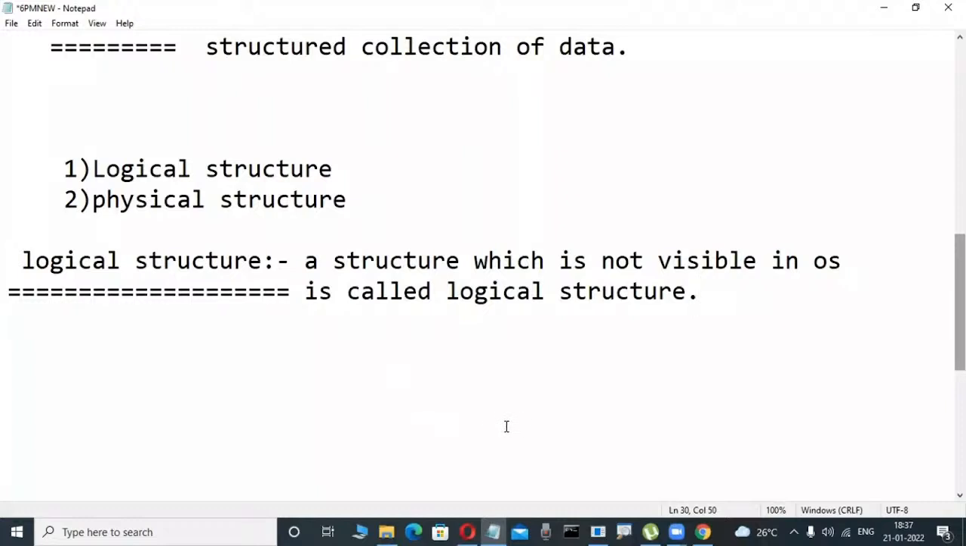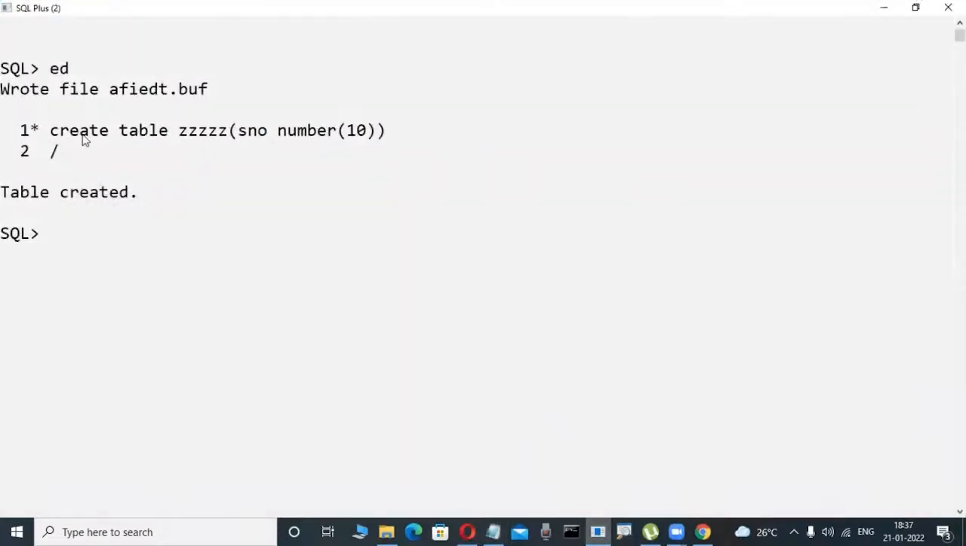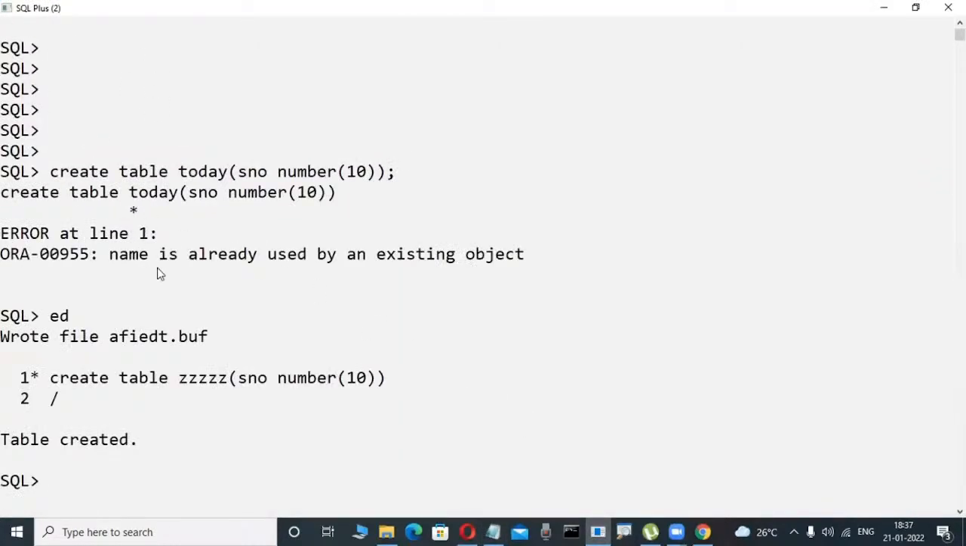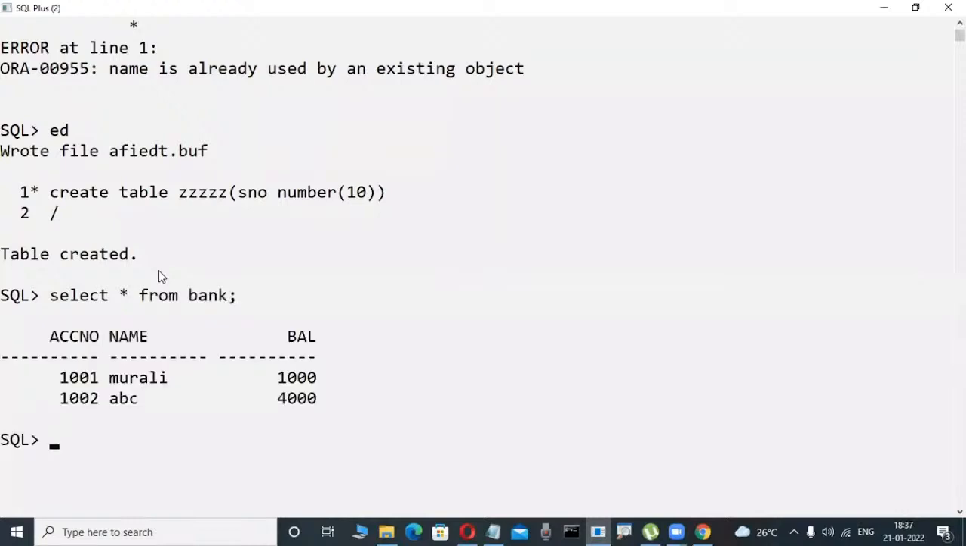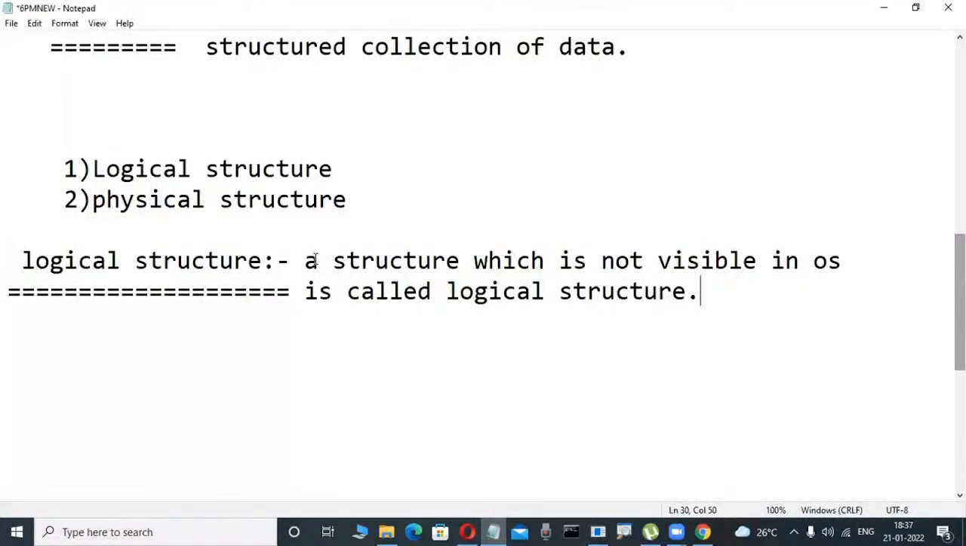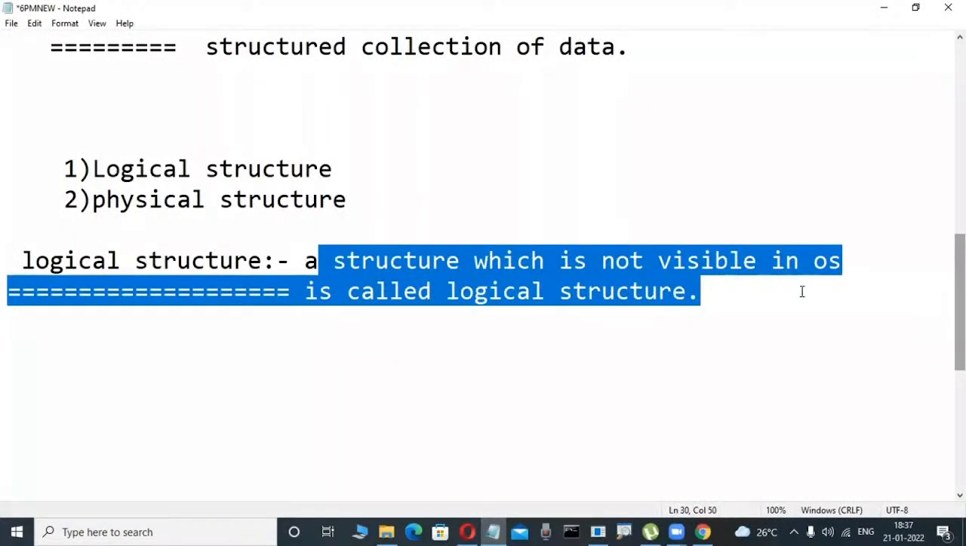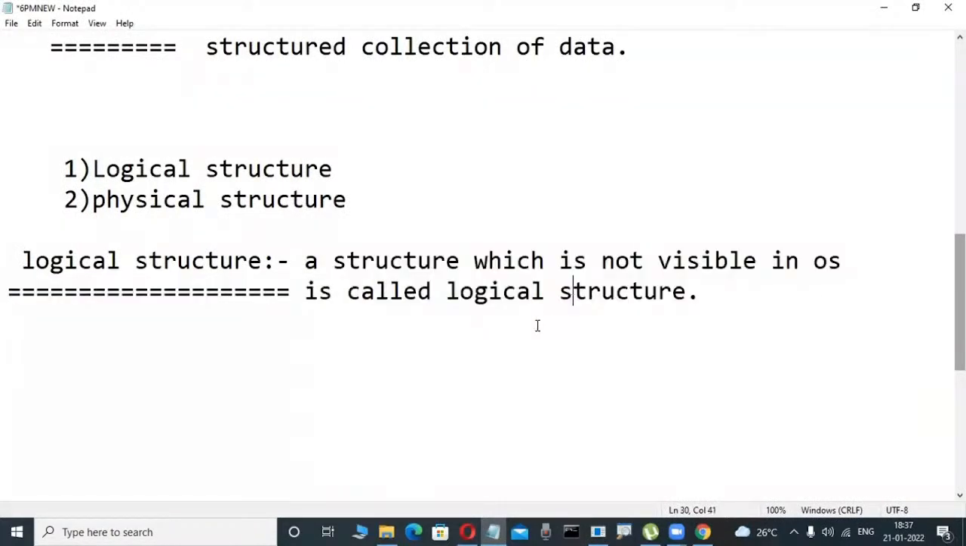That's why when you create a table, we are unable to view it in C drive or D drive like that. But where is it visible? Yes, in a database. This is a database only, don't worry. In this database only, it is visible. So now, those tables are visible in a database, and they are not visible in your C drive, D drive. That's why a structure which is not visible in the operating system is called a logical structure.